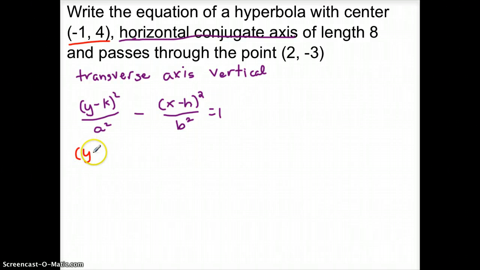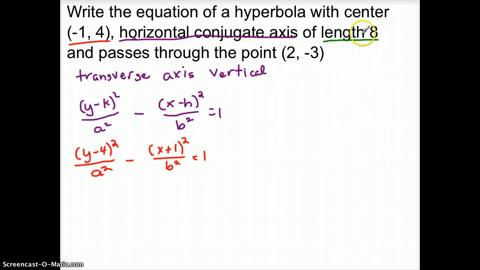So k is 4, so y minus 4 squared over a squared, minus my x coordinate of the center is -1, so this becomes x minus -1, or x plus 1 squared over b squared, and that equals 1. The other thing they tell me here is the conjugate axis has length 8, so from there I can figure out that b is half of that, 8 over 2, which is 4.